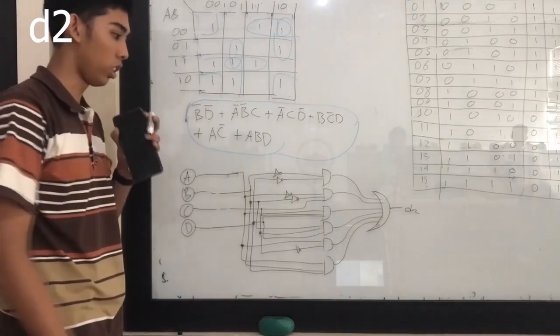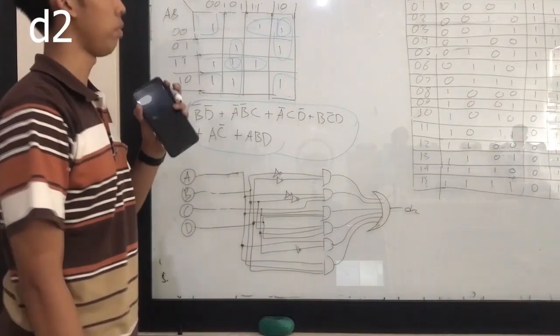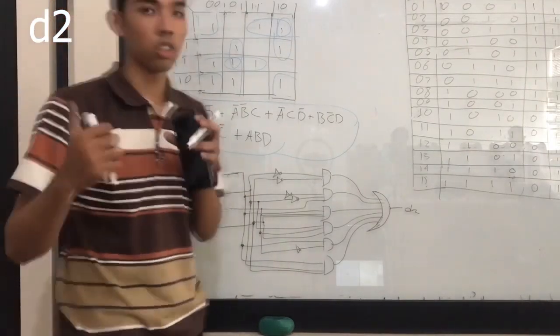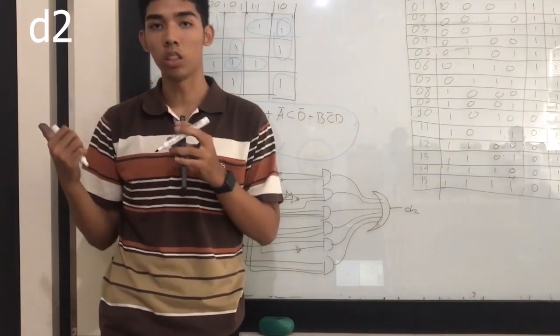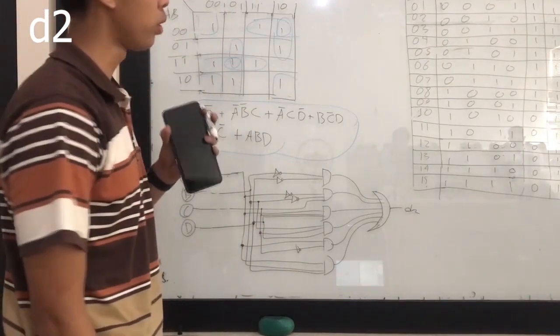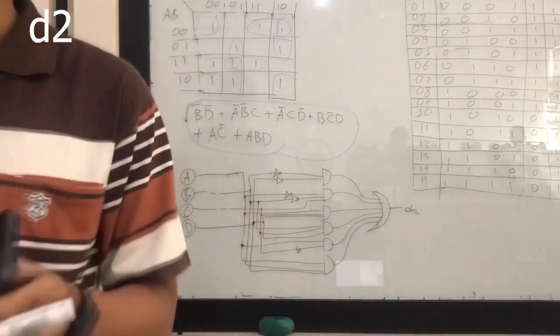Okay, this is the circuit from this very long simplified expression of D2. Okay, that's done. The logarithm circuit should be right here, so you can check if it's right. Okay, let's now move to E, the E variable, E1 and E2.